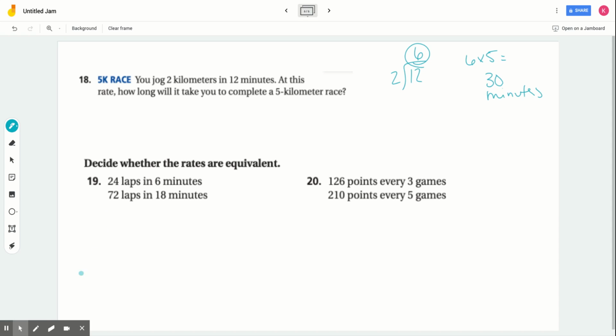On numbers 19 and 20, it says to decide whether the rates are equivalent. So we are going to find the unit rate to decide if they are equivalent. So 24 laps in 6 minutes. 24 divided by 6 is 4. So this is 4 laps per minute.